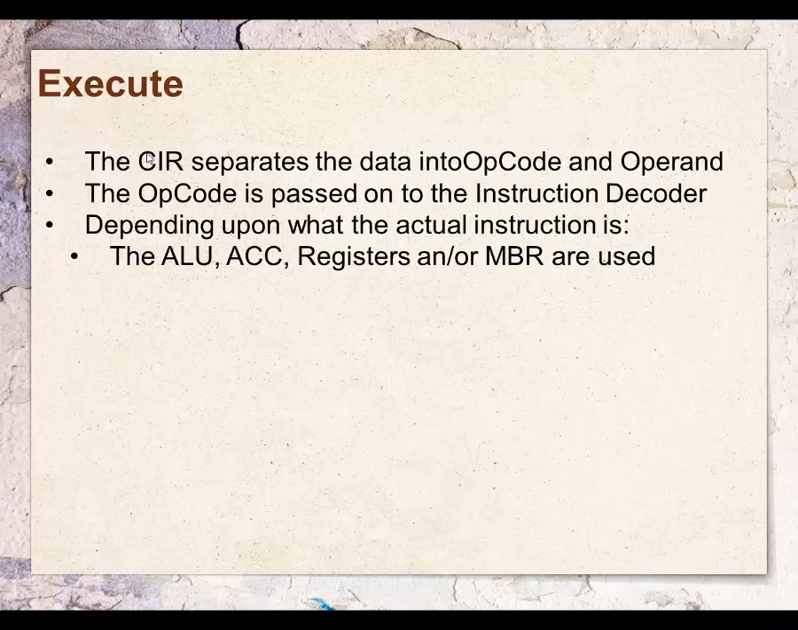So the execute cycle doesn't have a nice little pretty chart because it's just a simple case of the CIR separating it into opcode and operand, passing the opcode to the instruction decoder, and the instruction decoder then looks at that instruction and says, right, what have I got to do here? Oh, that's what I've got to do. I need the ALU, I need the accumulator, let's get it done, then moves on. That part is going to take several cycles of the clock. That's what takes time, as the processor works out which part it needs to work with and everything else.